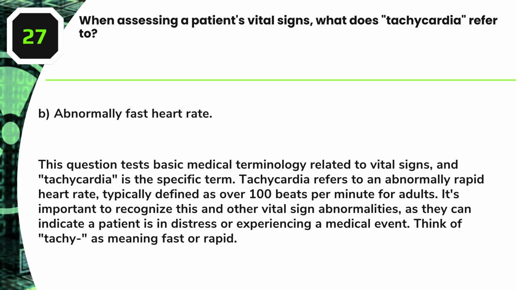Answer B. Abnormally fast heart rate. This question tests basic medical terminology related to vital signs, and tachycardia is the specific term. Tachycardia refers to an abnormally rapid heart rate, typically defined as over 100 beats per minute for adults. It's important to recognize this and other vital sign abnormalities, as they can indicate a patient is in distress or experiencing a medical event. Think of tachy as meaning fast or rapid.